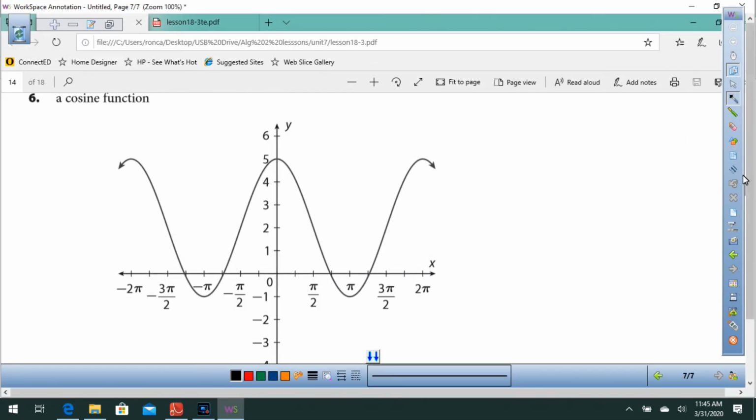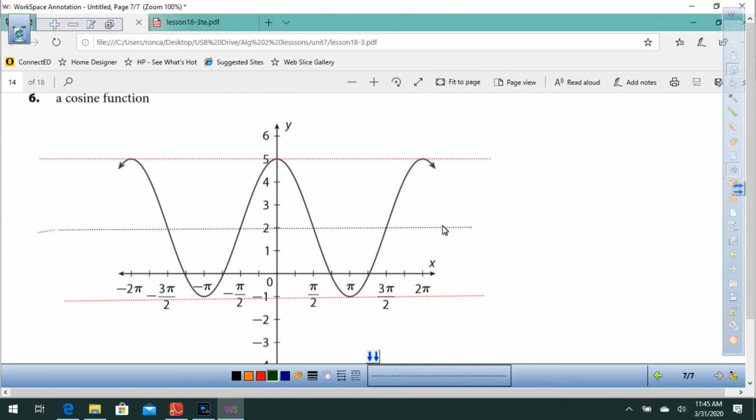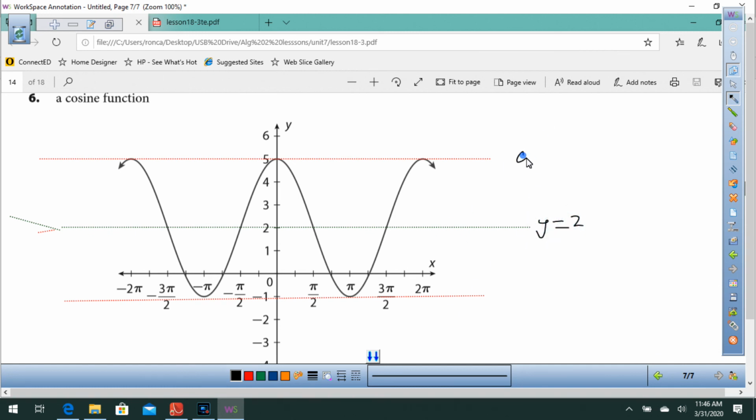Okay, so what do we got here? We're up here at 5, and we're down here at negative 1. And let's see, 1, 2, 3, 4, 5, 6. So we're going to do 3. 1, 2, 3. So 2. There we go. So what do we got? We got our midline, y equals 2. Our amplitude, A, equals, let's see, 3.